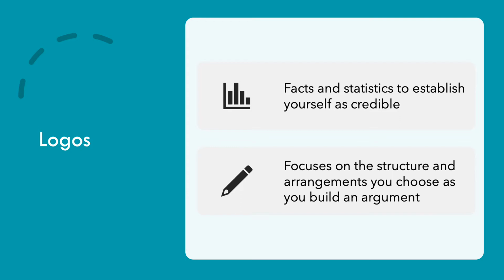So first, you could use logos as a strategy. Again, using facts and statistics to establish yourself as credible. This also focuses on the structure and arrangements you choose as you build an argument. So thinking like, do you want to use cause and effect? Do you want to include a timeline of events? So how are you going to structure your argument so that it appeals to your audience? So this is one strategy that you can use.